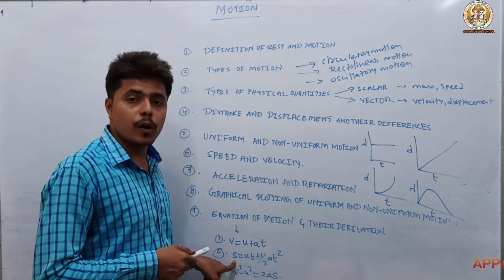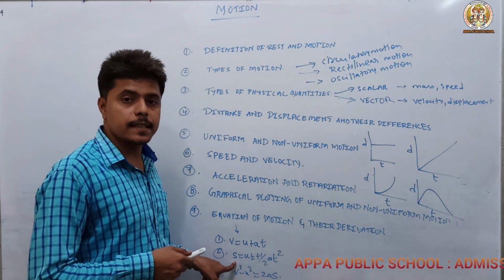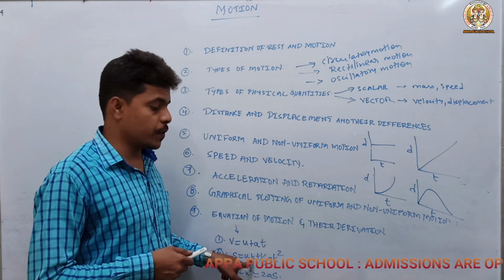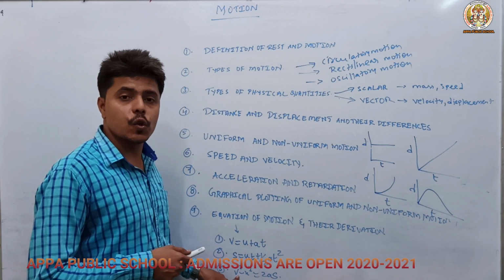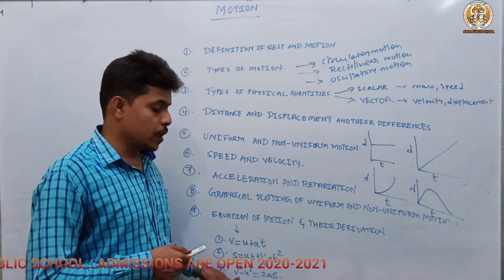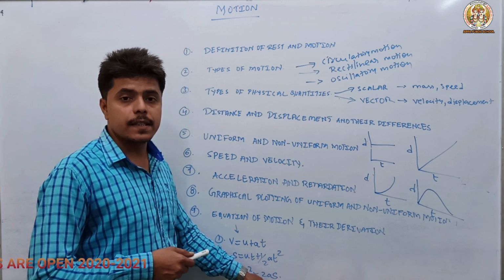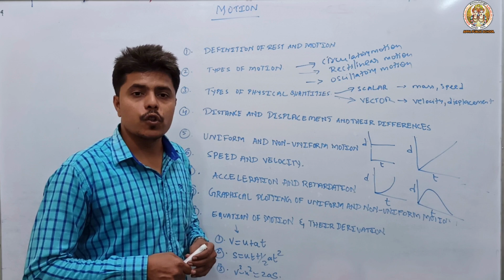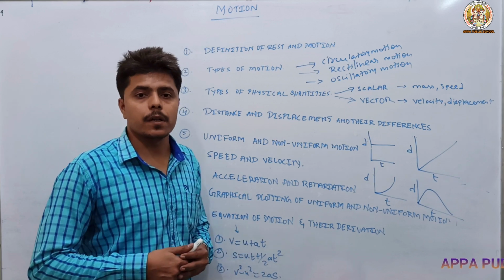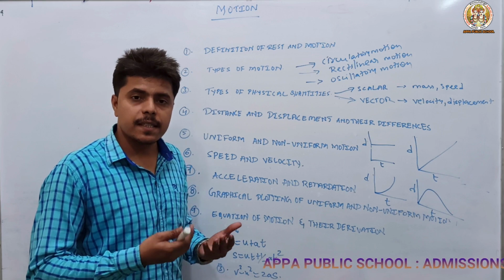The next equation of motion is s is equal to ut plus half at square. Here s is distance or displacement, u is initial velocity, t is time taken. Then v square minus u square is equal to 2as, where v is final velocity, u is initial velocity, a is acceleration, and s is distance or displacement. These are the three equations of motion we are going to derive in this chapter, and based on these three formulas we are going to solve most problems.